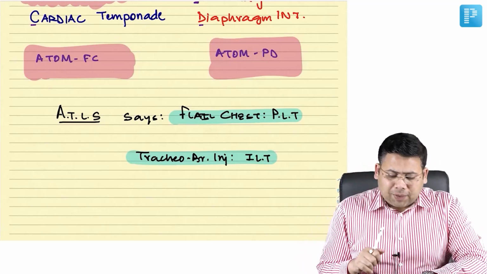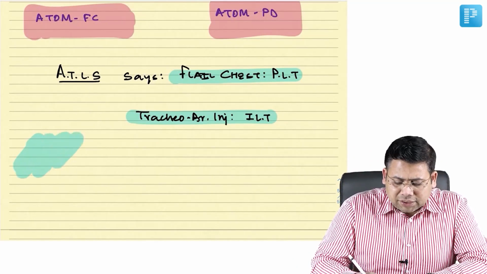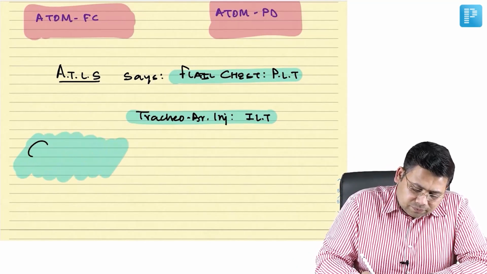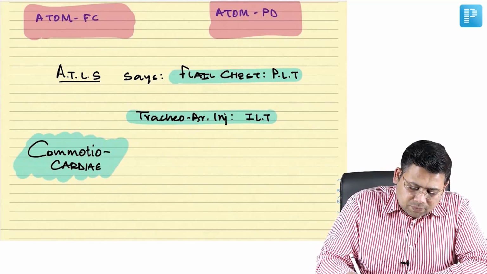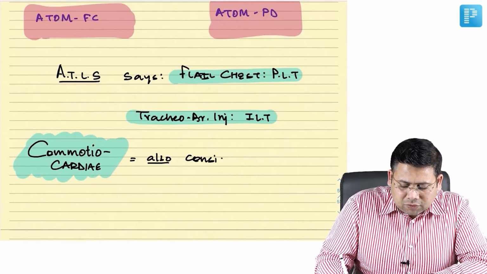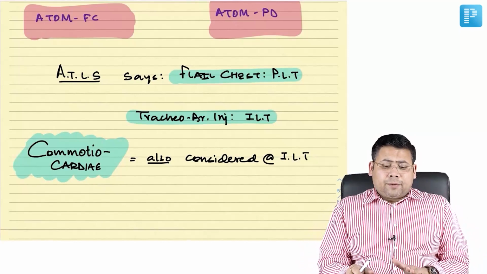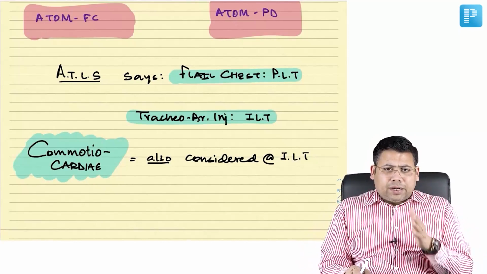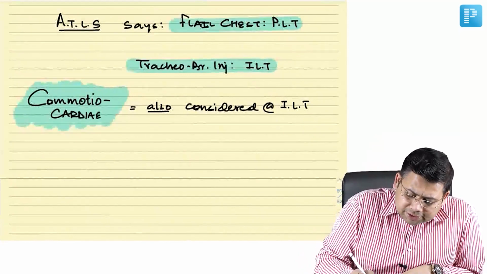Apart from these deadly dozen, there is one more condition, which is not included in deadly dozen, known as commotio cordis. This is also considered as immediately life threatening. Why is it considered? What is commotio cordis? It is sudden disruption of electrical rhythm of heart due to blunt trauma.